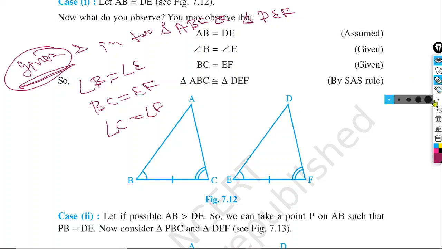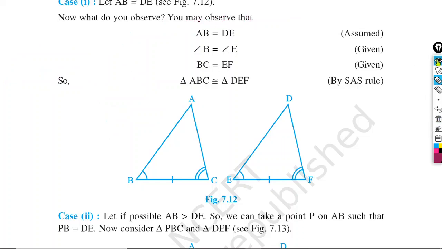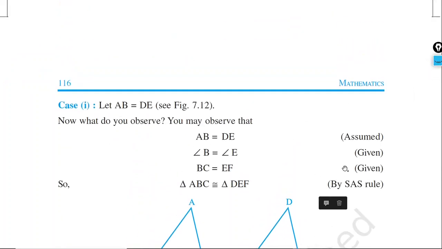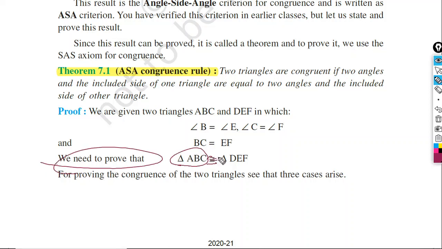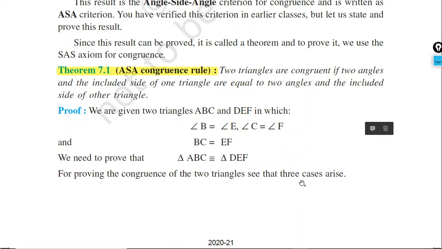After given, what do we need to prove? Here two triangles are congruent, so this is what we need to prove. Two triangles will be congruent if the given conditions hold. So to prove, we need to prove that triangle ABC is congruent to triangle DEF. This is what we need to prove. Then after writing given and to prove, we will move to the proof section. Let's move to the proof section.